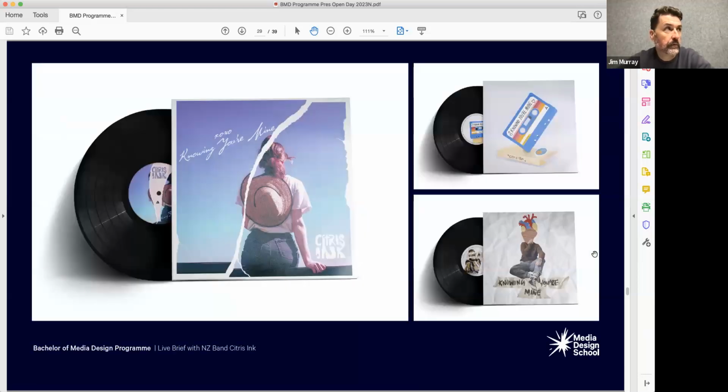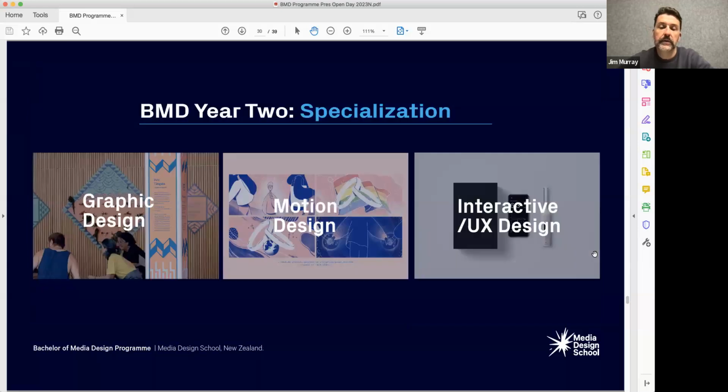Live briefs we've got at the moment in year 1 are working with Motat. Last year we worked with Citrus Inc. on album covers and animating those album covers and doing an interactive website.